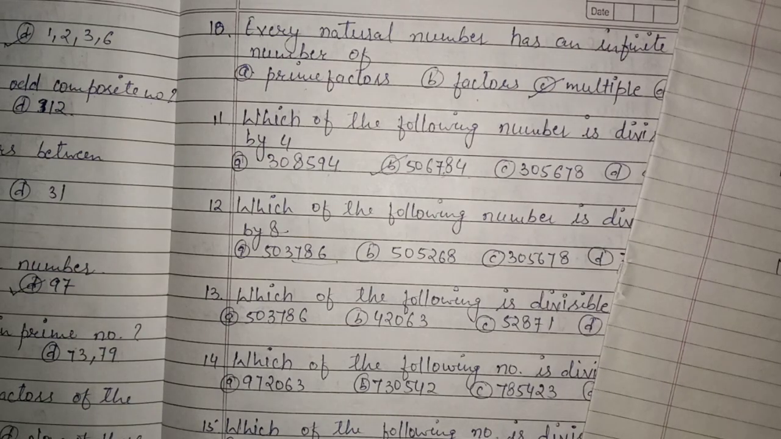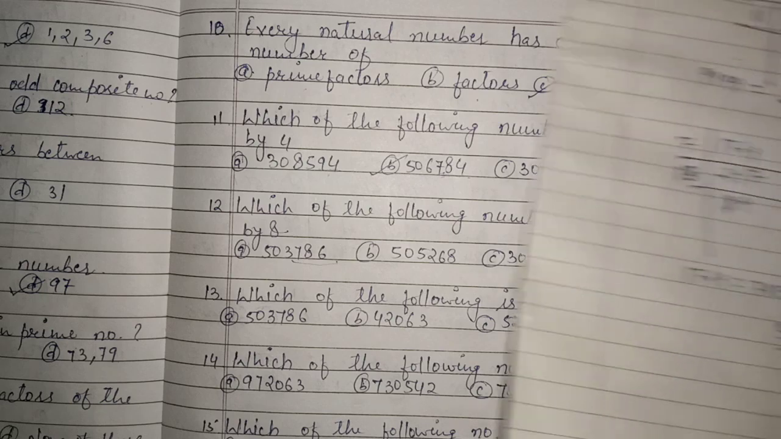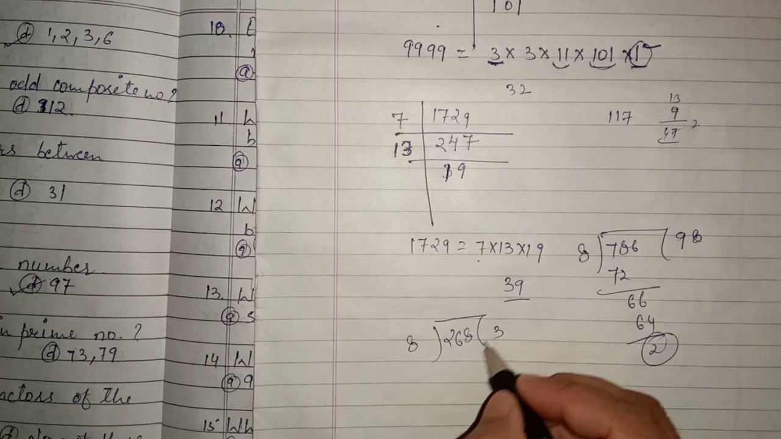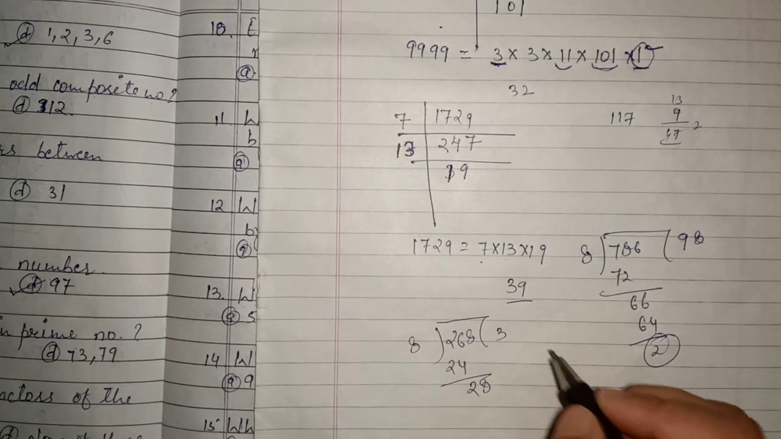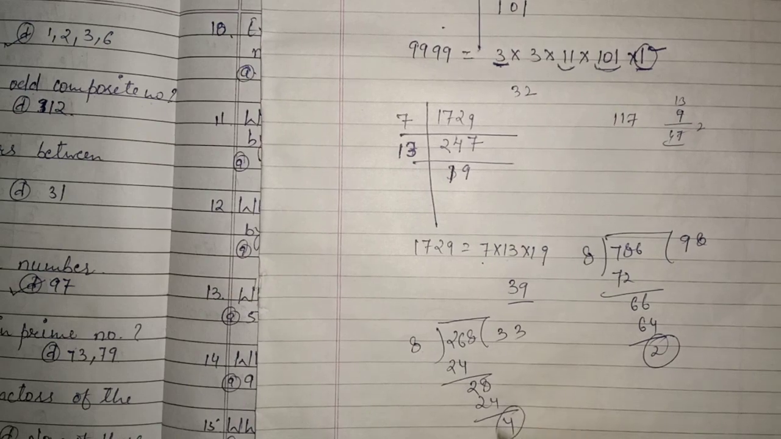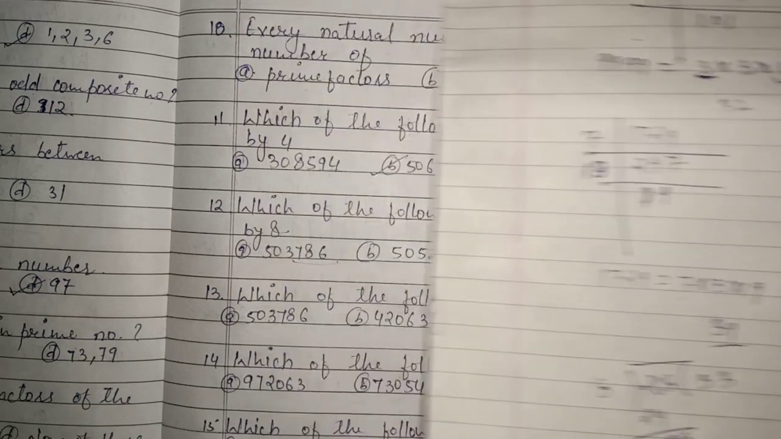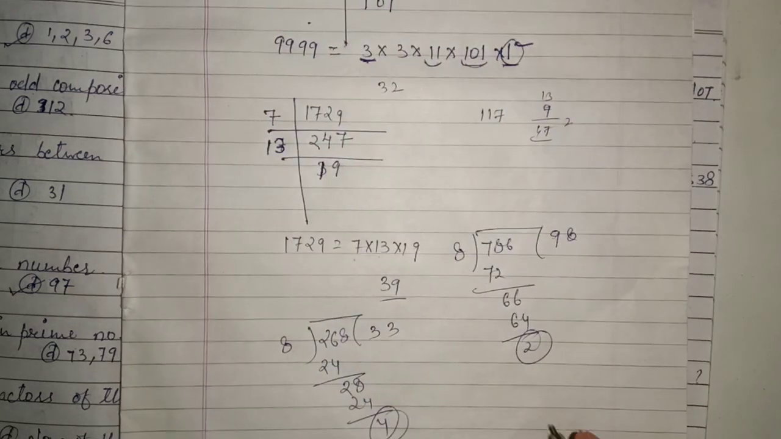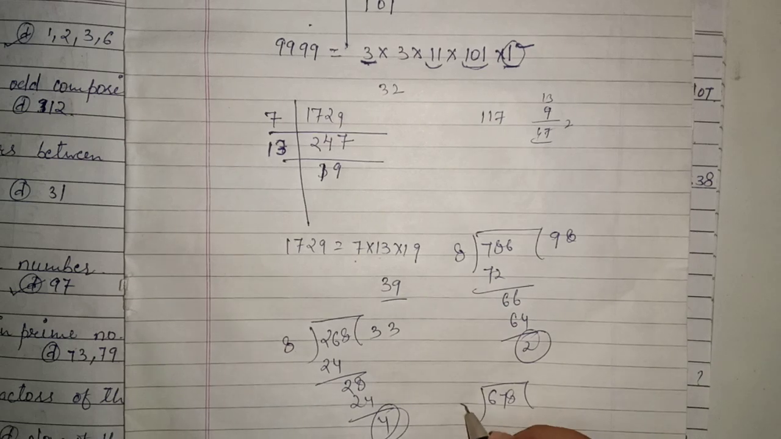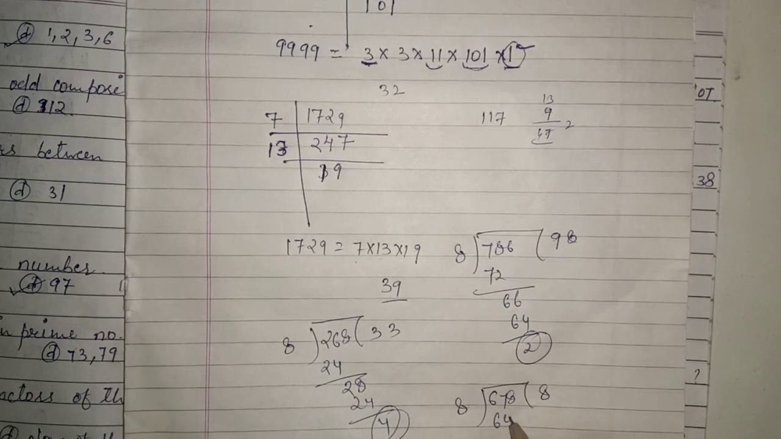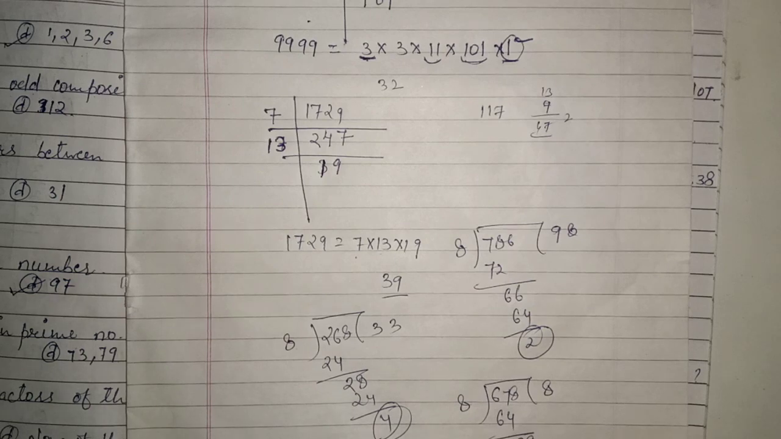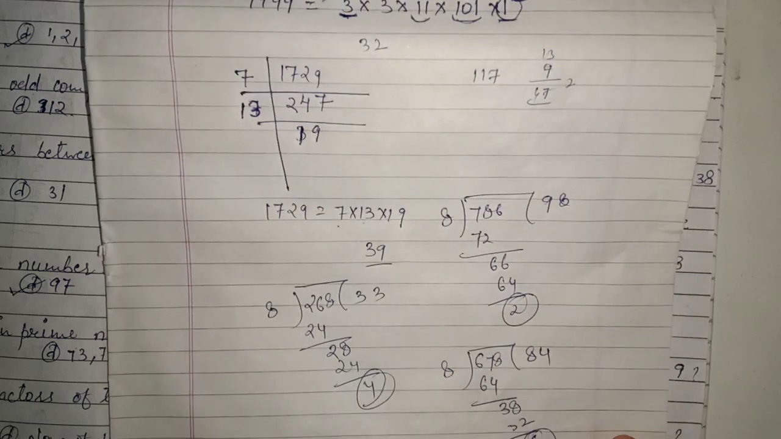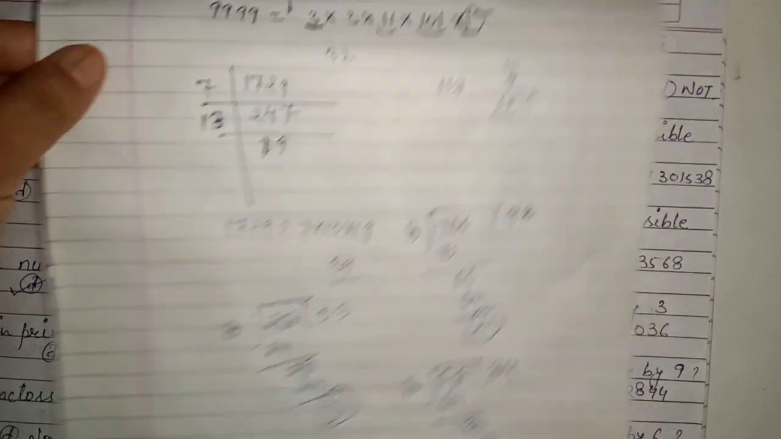And the next option, the last 3 digits are 268. So for 268 we try with 8. 8 threes are 24, and 8 threes again are 24, and we get the remainder 4. So the second option is also not correct. And the next one is 678. Also we will try by 8. We get again a remainder of 6. So this one is also not divisible by 8.